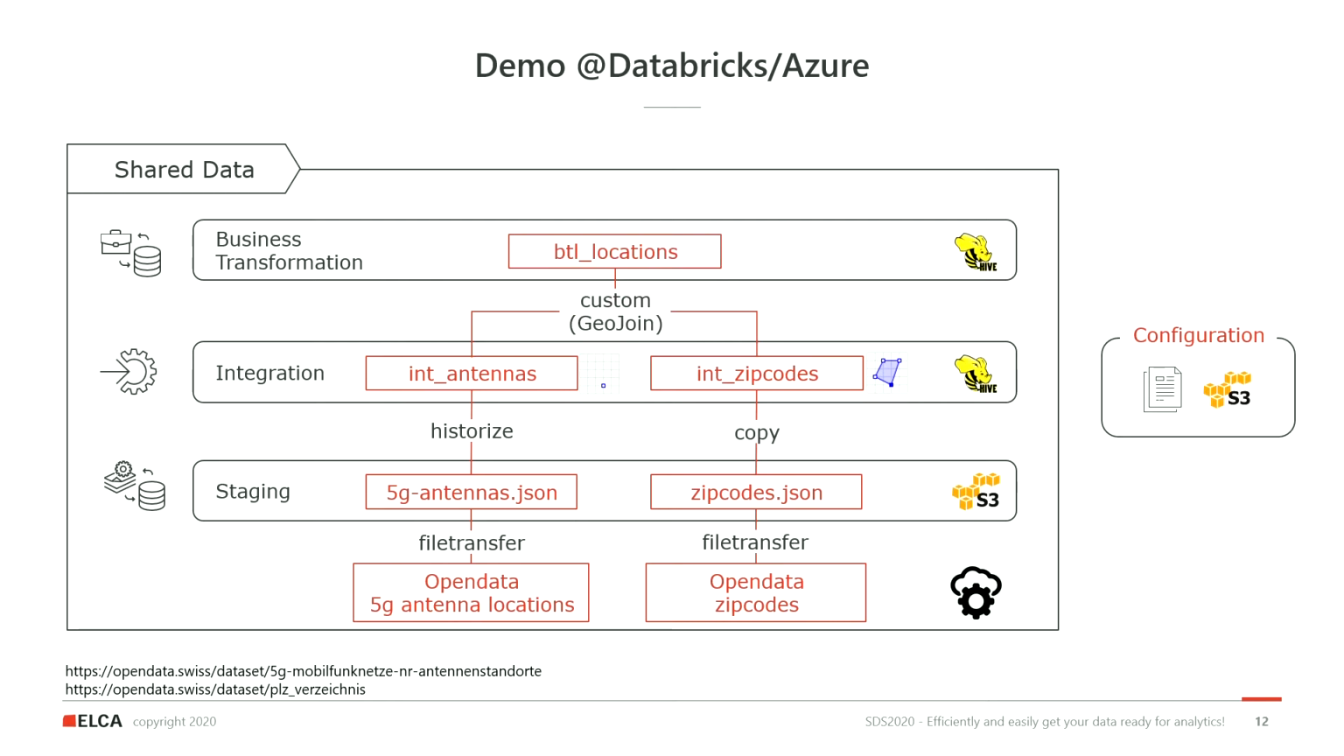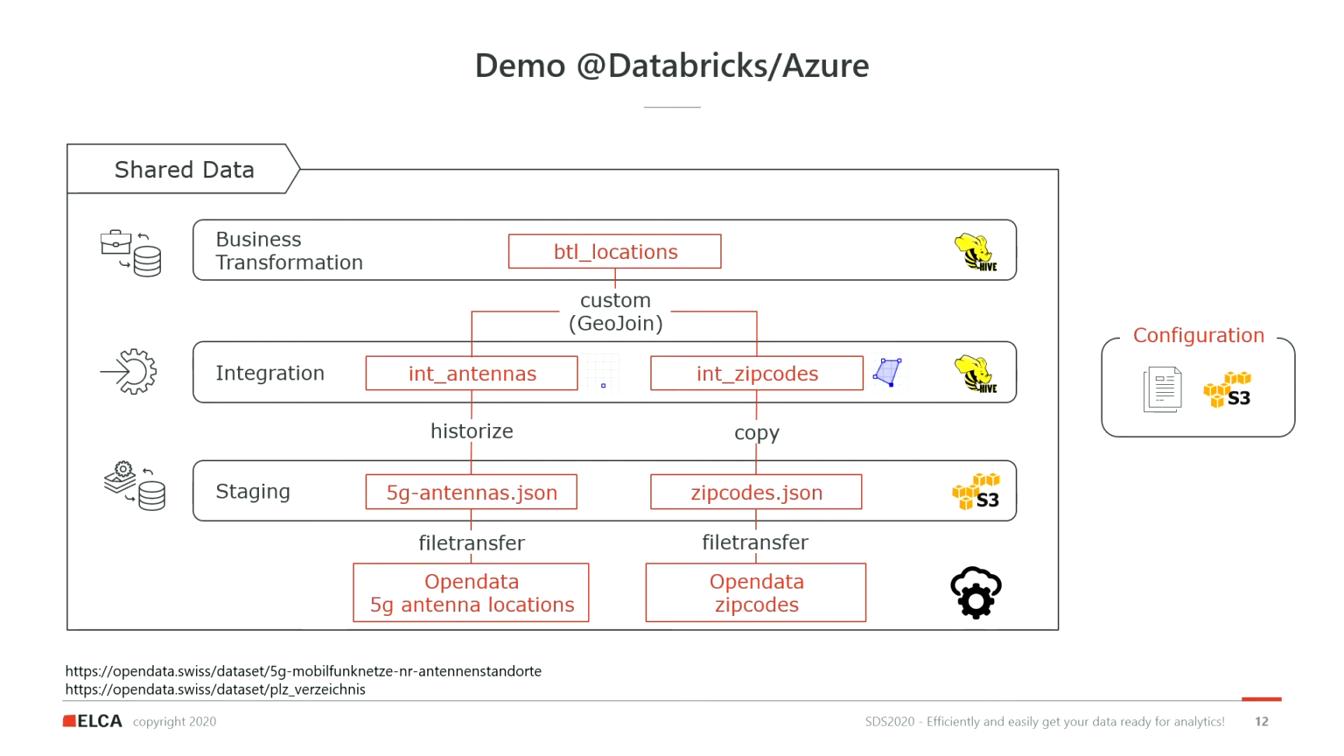So the red boxes you see here are basically our data objects, and the red lines are your actions that we have. So you can see different kinds of actions we have here. We have the file transfer action that just transfer the files, but we also have more sophisticated actions already out of the box, like the historize action.